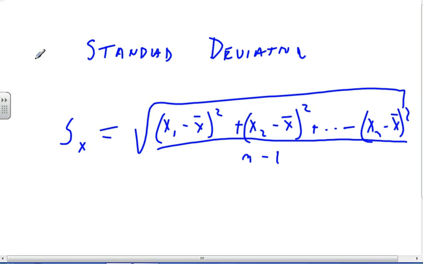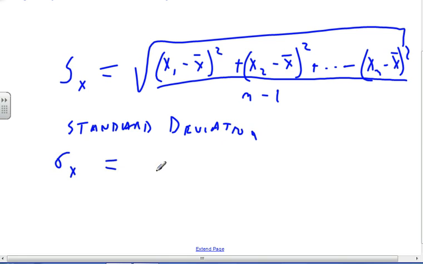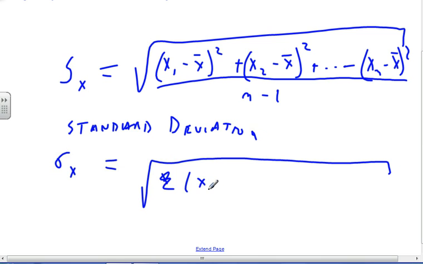So this is called the sample standard deviation. And then there's another one, sigma x, which is the standard deviation. And that's going to be the square root of the summation of x n minus x bar squared, which is just another way to write that whole thing, divided by n. So you have a sample standard deviation divided by n minus 1, and then you have a standard deviation divided by just n.